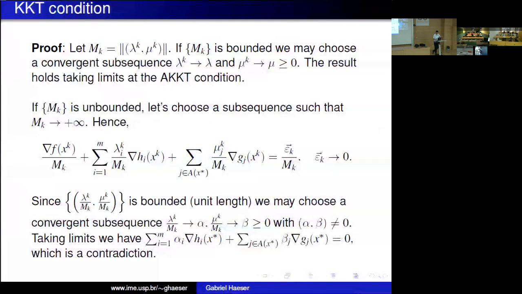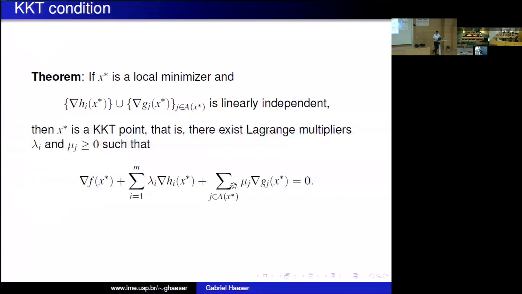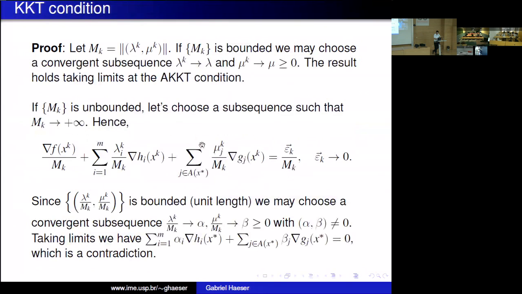So here I'm not looking at the limit. I call this thing epsilon k, and this is going to 0. So I have this epsilon k, and I divide everything by mk, this divergent sequence. This is going to 0. So in particular, the right-hand side still goes to 0. Here, this is going to 0.